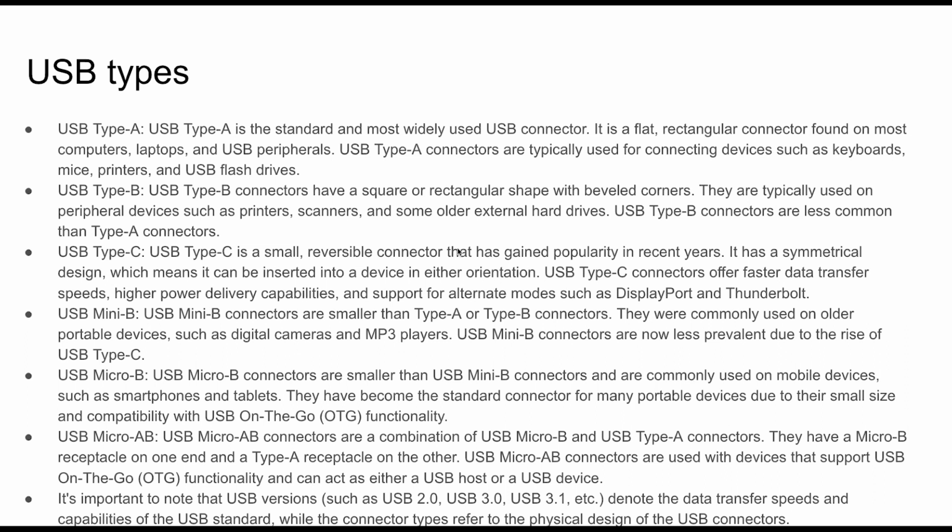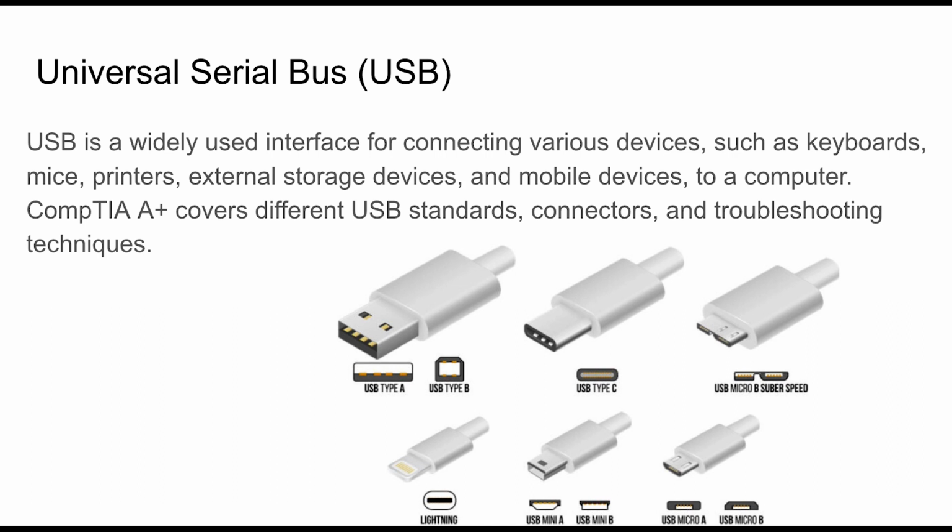So these are the different types of USB, and there's a lot of them, but the ones that you kind of want to focus on are USB A, B, and C. For the most part, those are the ones that are most common today. USB Type A is a standard and most widely used USB connector. It's a flat rectangular connector found on most computers, laptops, and USB peripherals. And if we go back, you can kind of see that USB A right there.